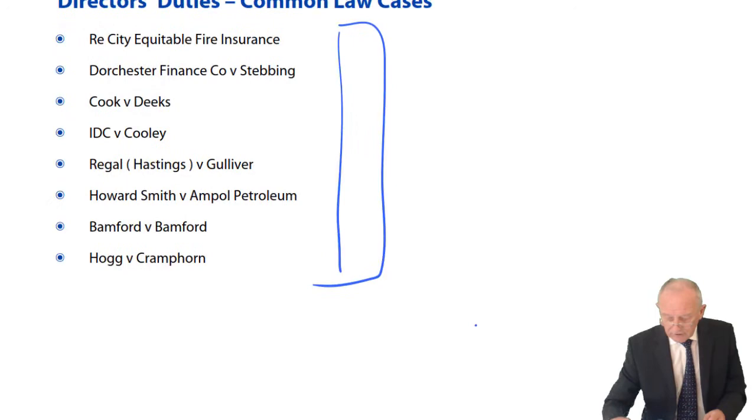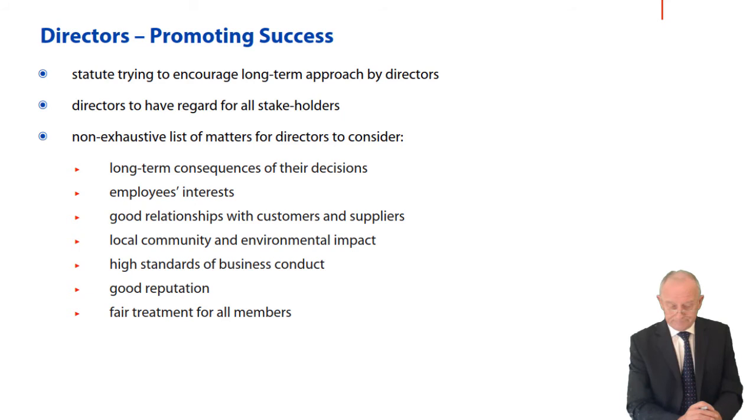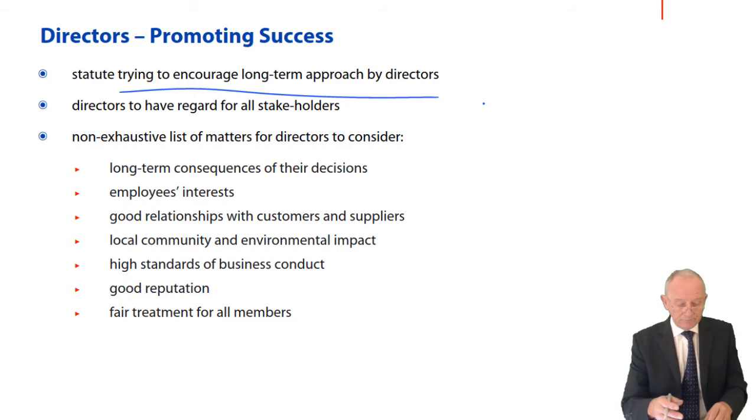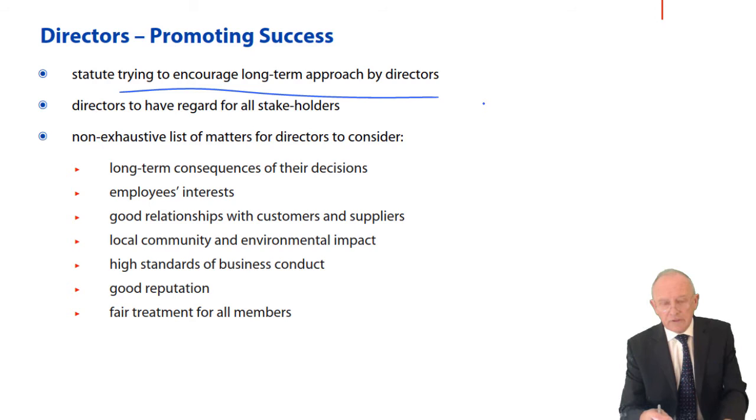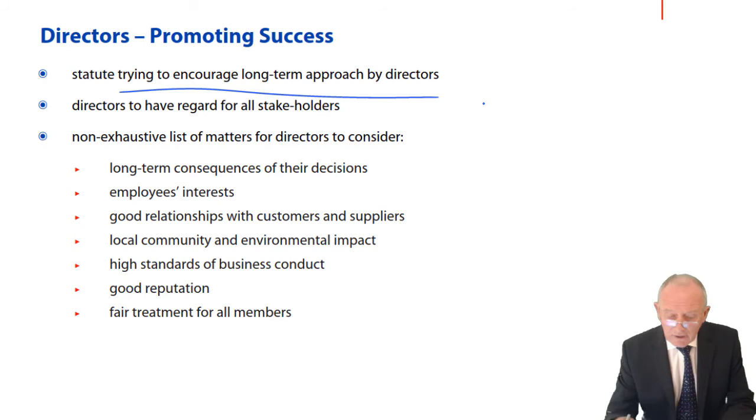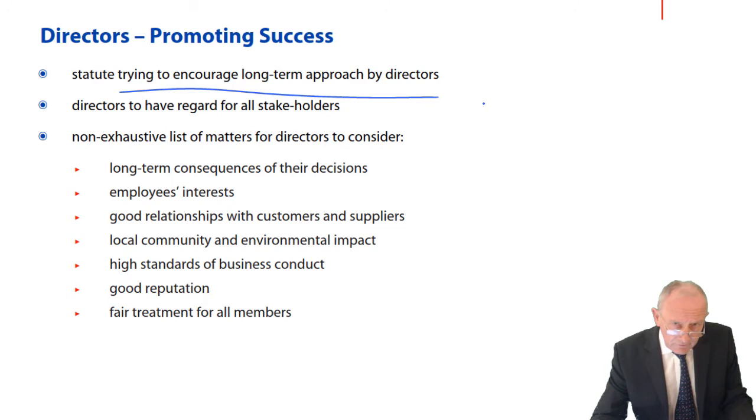Promoting success. Statute is trying to encourage long-termism. You can't guarantee that a company will be successful. But we can take reasonable steps to try to secure the long-term success of the company. And if we can do that, then everyone should benefit. The company goes into liquidation, there's only one person who benefits, and that's the liquidator.